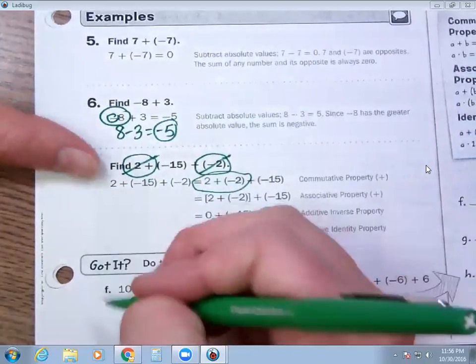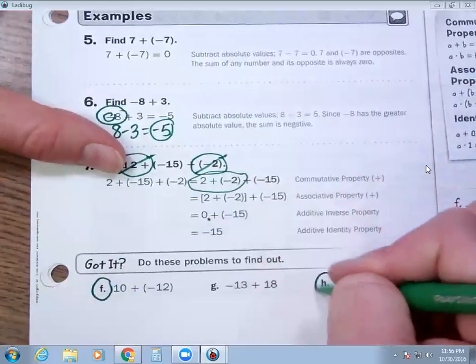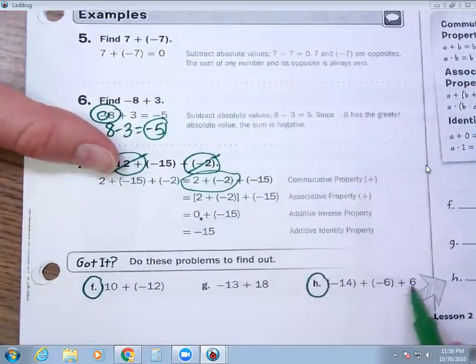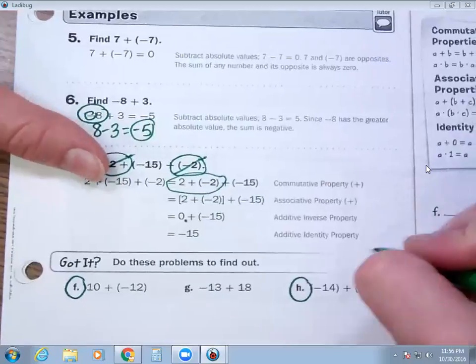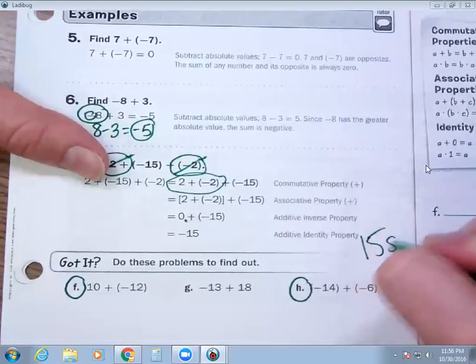So I just want you to do 2 down here. I want you to do F, and I want you to do H, and this is going to be the one that's a little bit more tricky, but I think you can handle it. I'm going to give you about 15 seconds. Go.